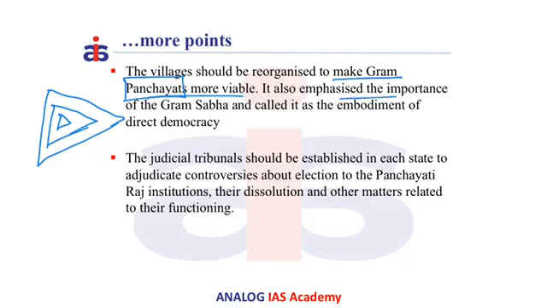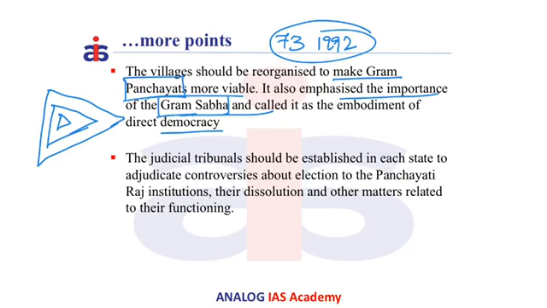It also emphasized the importance of the Gram Sabha and called it an embodiment of direct democracy. It didn't give any meaning for the word Gram Sabha. Rather, in the 73rd Constitutional Amendment Act of 1992, it has been properly discussed in Article 243 of the Indian Constitution.